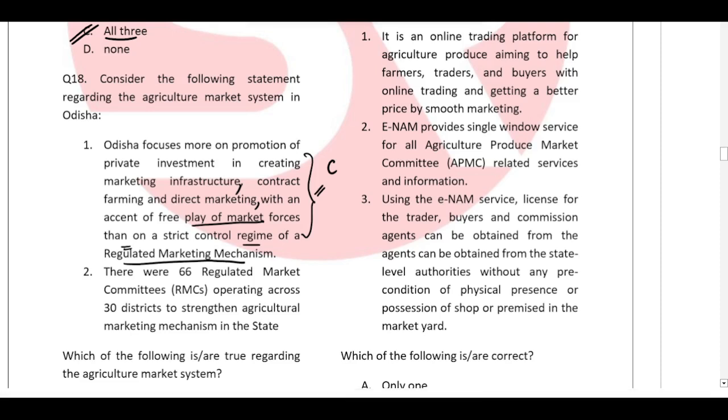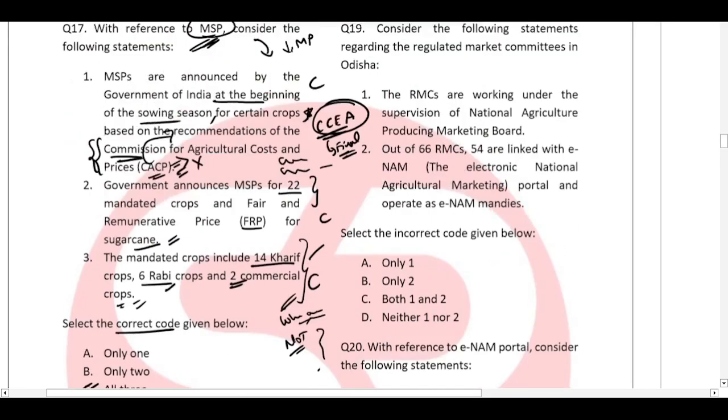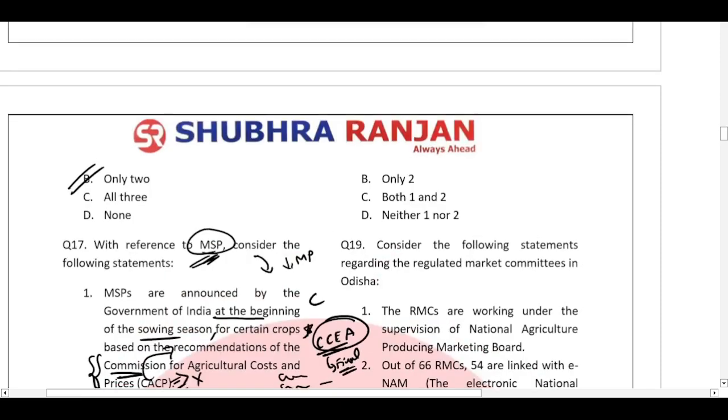There are 66 regulated market committees operating across 30 districts to strengthen the agriculture marketing mechanism in the state. So this is slightly factual, but there are indeed 66 regulated market committees who operate across 36 districts to strengthen the agriculture marketing in the state. So this is also a correct statement. Which of the following is true regarding the agriculture market system? So both the statements are true. That makes C as our answer for question number 18.